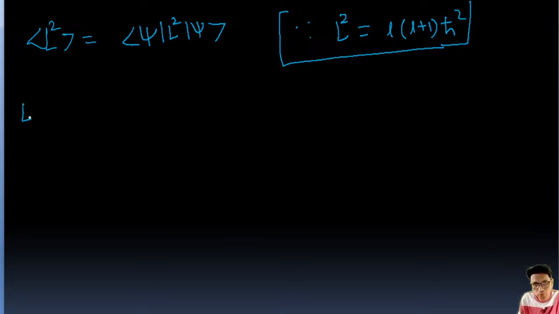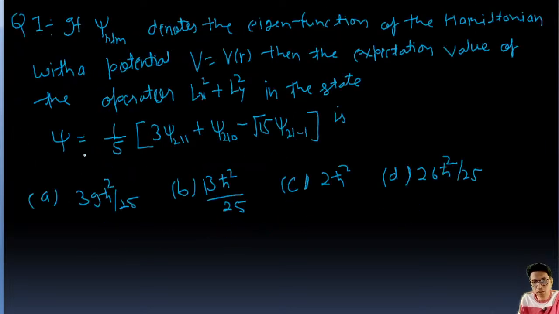So this is going to be L square, and here we are going to put the values. The value of psi is 1 upon root 5. So the bra is going to be this, and this is the ket, like this, sorry.